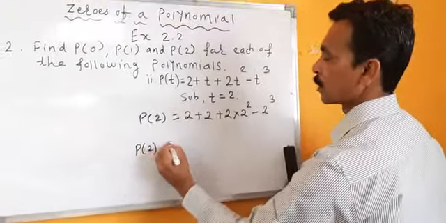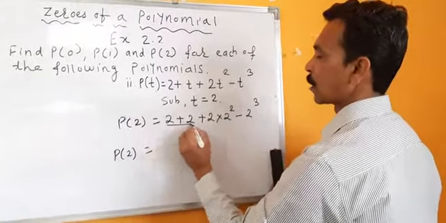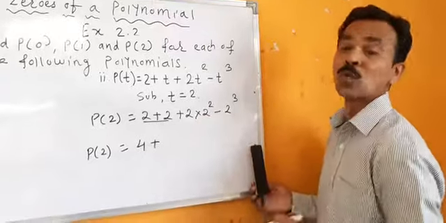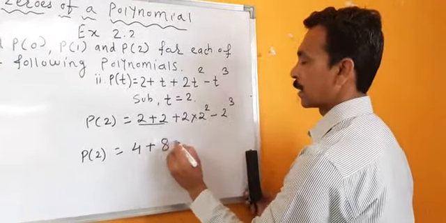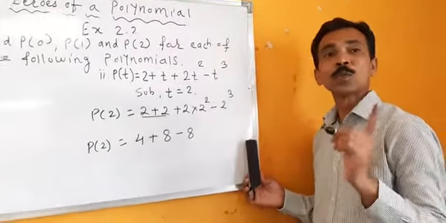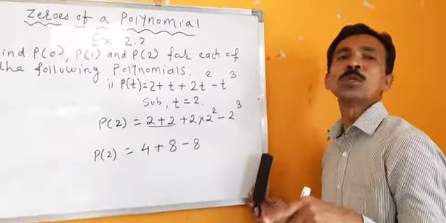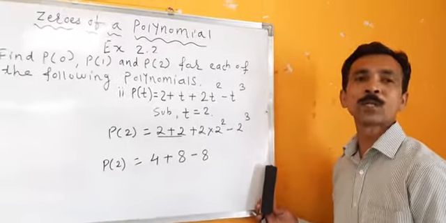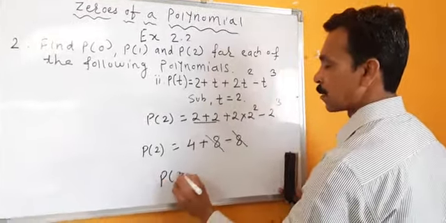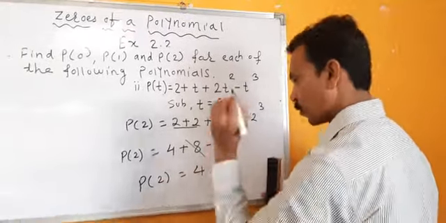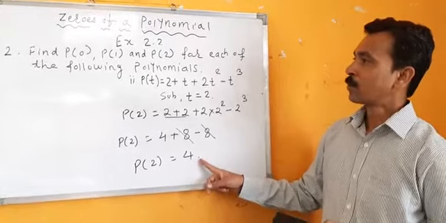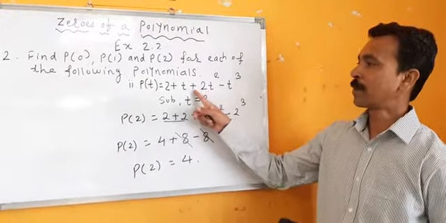P of 2 is equal to 2 plus 2 is 4, plus 2 square is 4, 4 2s are 8, minus 2 cube is 8. 2 cube means 2 into 2 into 2. What is 2 into 2 into 2? 8. This 8 and minus 8 get cancelled. P of 2 is equal to 4. So this is the value for P of t.